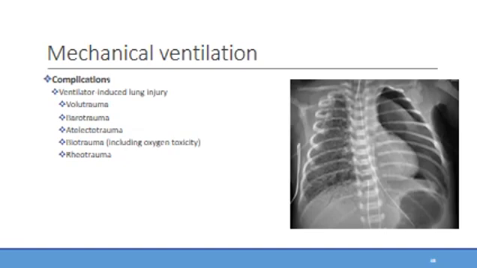Some of this already happens before the baby is born, for instance, chorioamnionitis. And then rheotrauma, which is due to turbulent or excessive gas flow. So always important to try and prevent this from happening, as this will predispose the baby then to chronic lung disease and bronchopulmonary dysplasia.